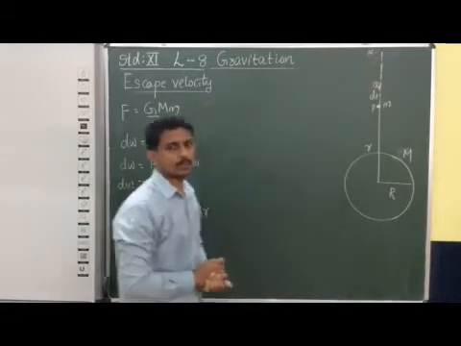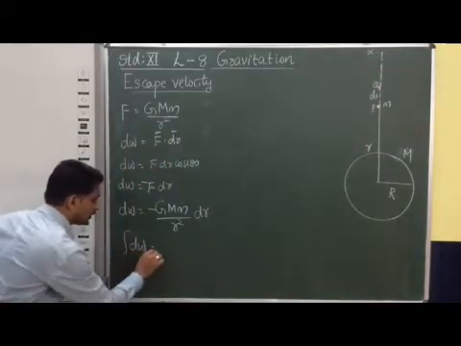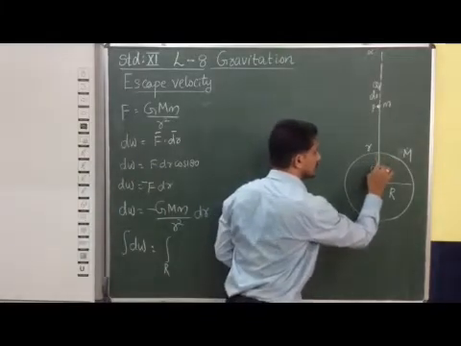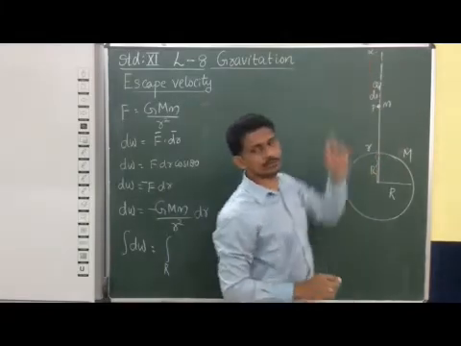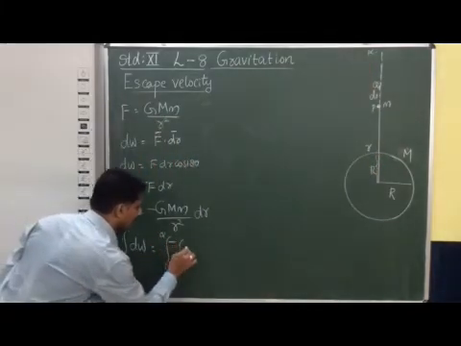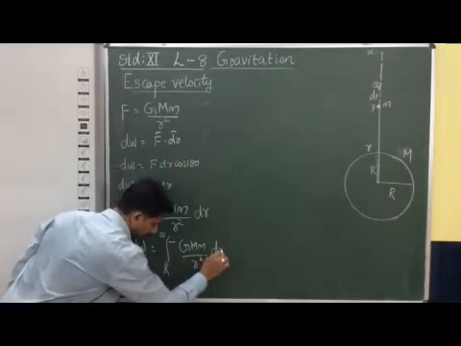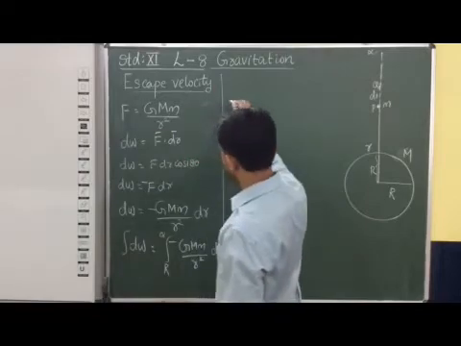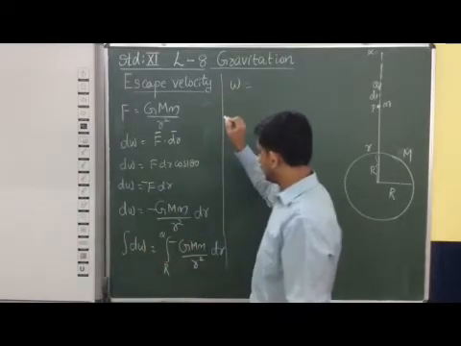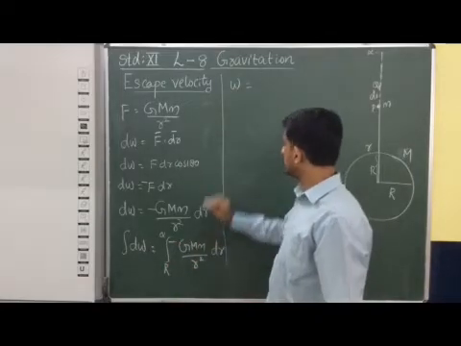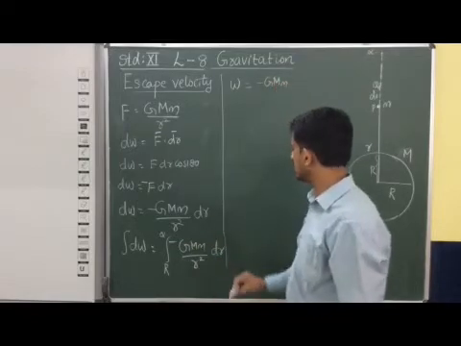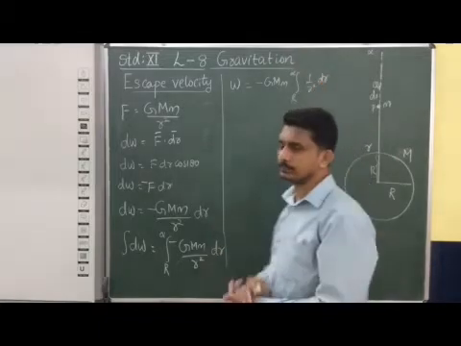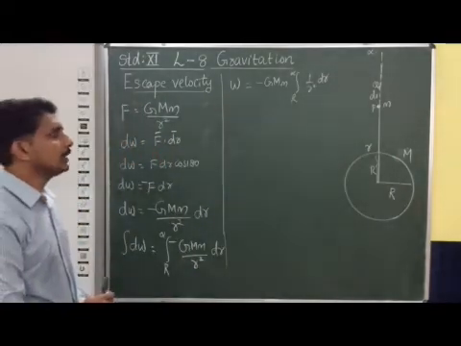So the total work done is the integral of dW, ranging from R, the radius of the earth, to infinity, of minus G M m divided by r square into dr. We can integrate this to get the total work done. Since some of the terms are constant, minus G M m can be taken outside, and the integral ranges from R to infinity of 1 by r square into dr. We can do this integration and we will get the value of the work done.